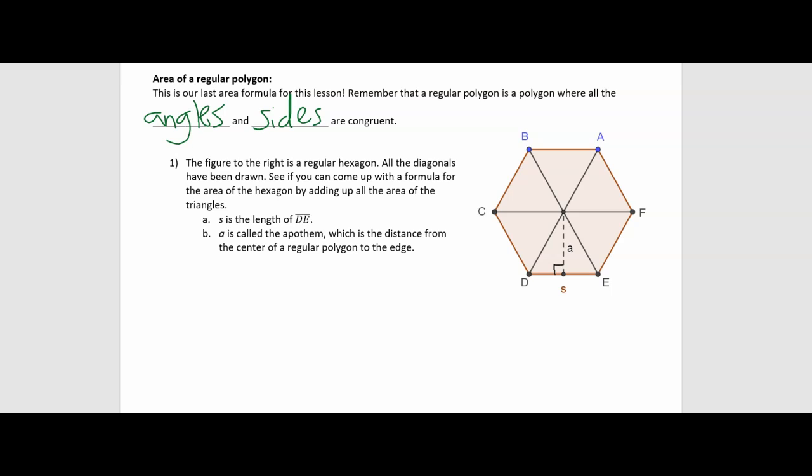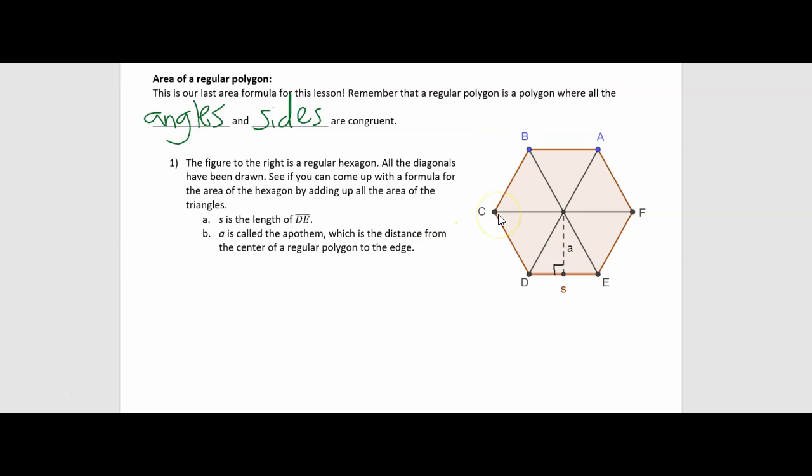And we're going to approach it the same way. We're basically going to split the regular polygon up into triangles, find the area of one triangle, and then just multiply that by the total number of triangles in the polygon, which you'll see is equal to the total number of sides.